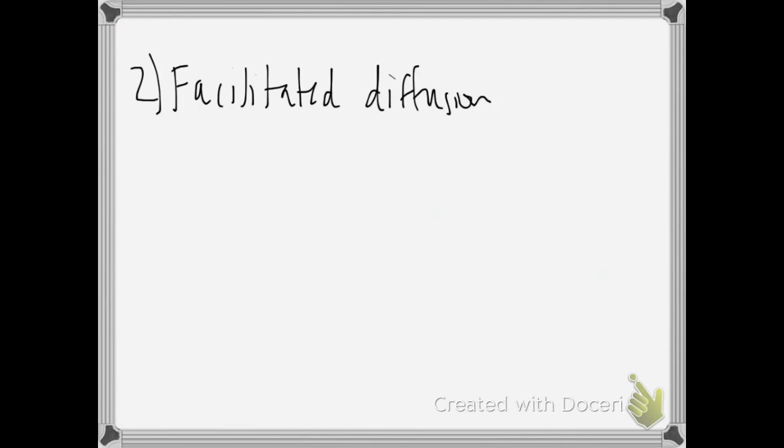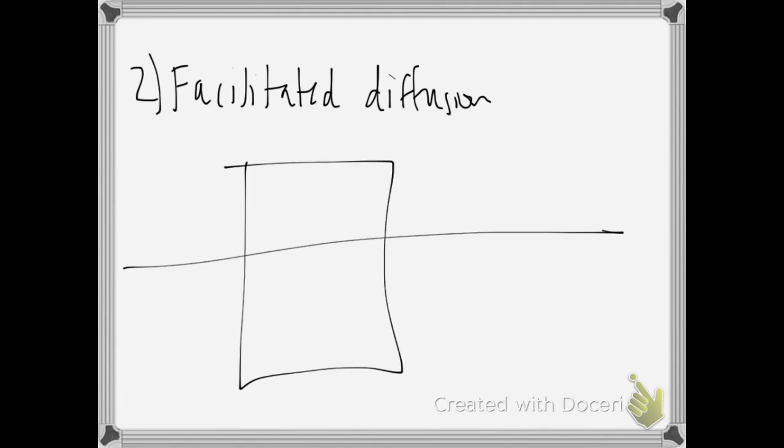Okay, facilitated diffusion, again, doesn't need energy, but it's typically because the molecules are too big to just go straight through the plasma membrane, so they need some help. So if we have our PMEM, our plasma membrane, and we have this integral protein, and it has a channel through it.